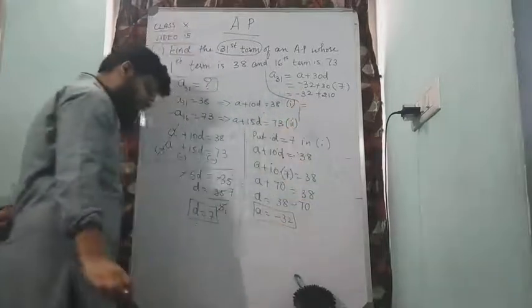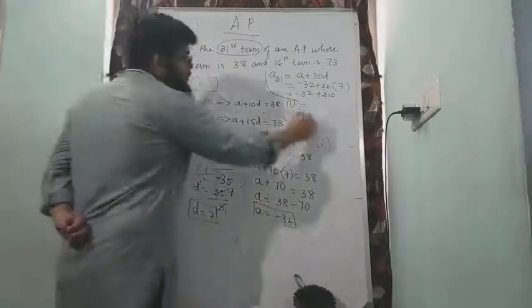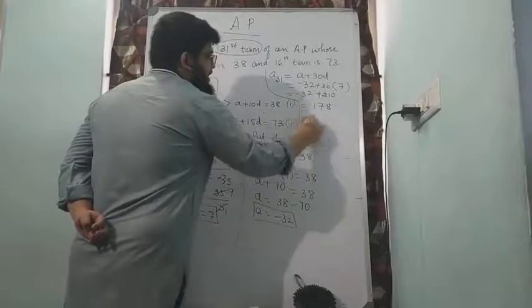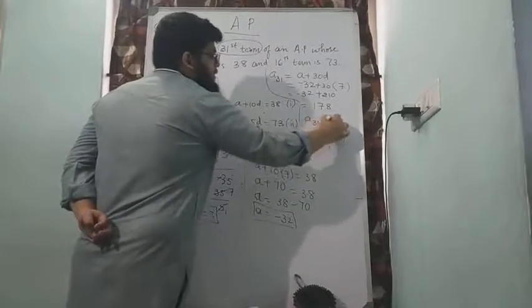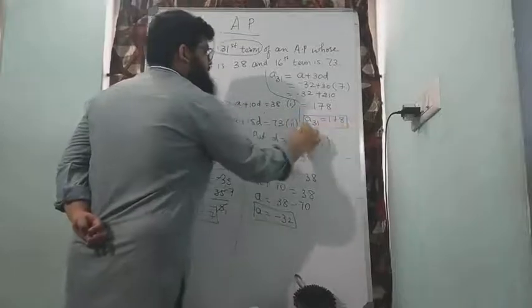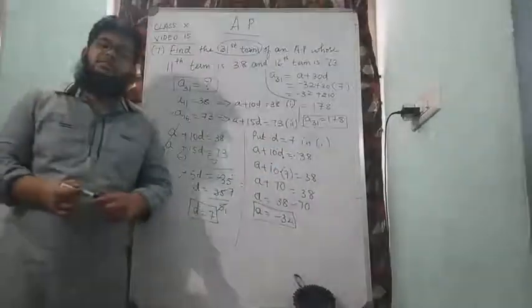So 210 minus 32 will be equal to 178. That means the value of A31 for this problem is 178. Let us recall the steps that we have done now.